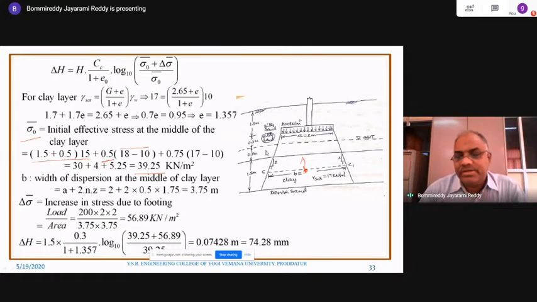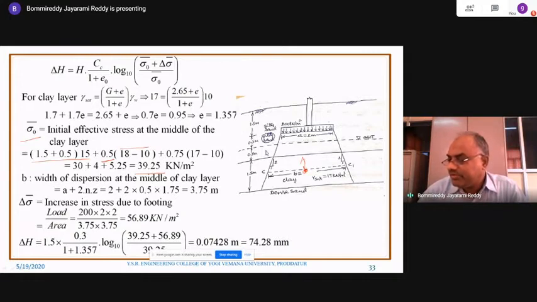Delta sigma is the increase in pressure at the center of the clay layer because of the footing. What is the stress at the footing bottom? Stress at the footing bottom is 200 kilonewton per square meter.